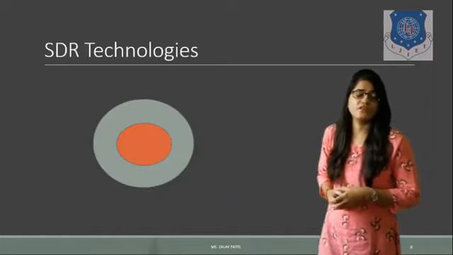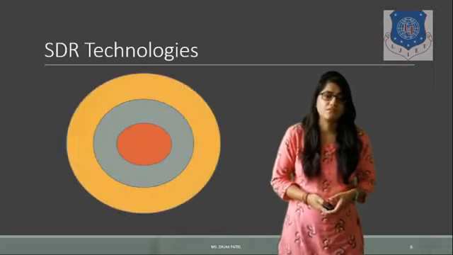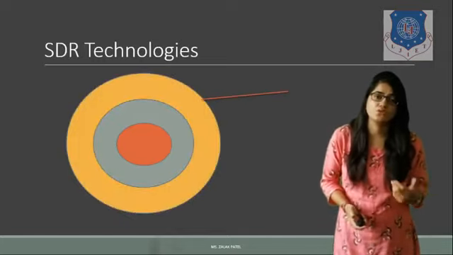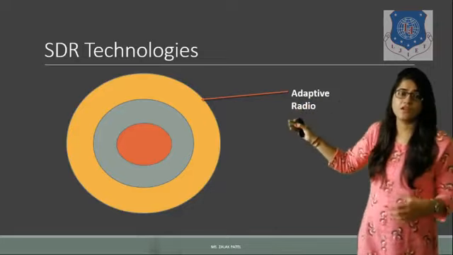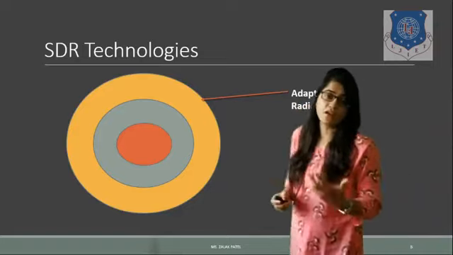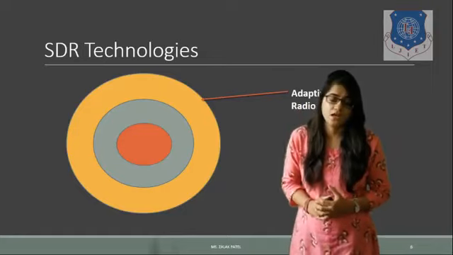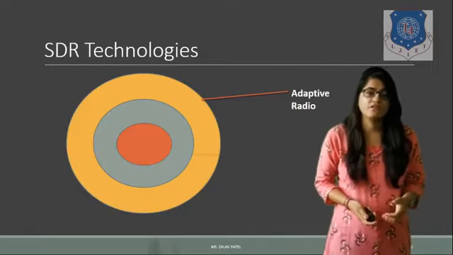Here the various software defined radio technologies that can be supported are divided into 3 major categories. The first category is the adaptive radio. This diagram is the Venn diagram for the different SDR technologies, that is adaptive radio.